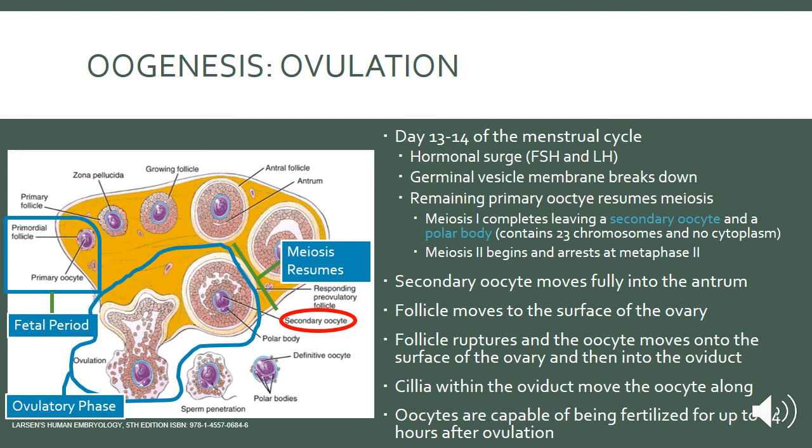Now, the secondary oocyte completes this process of moving into the antrum, and the follicle works its way towards the surface of the ovary in preparation for rupture, where it's going to be released into the oviduct. Now, the oviduct is the tube adjacent to the ovary that allows the egg to pass into the uterus. It's lined with cilia, and they're going to push the egg along. An oocyte within the female system can be fertilized for up to 24 hours after it's ovulated. So again, there is a little bit of wiggle room there for conception.